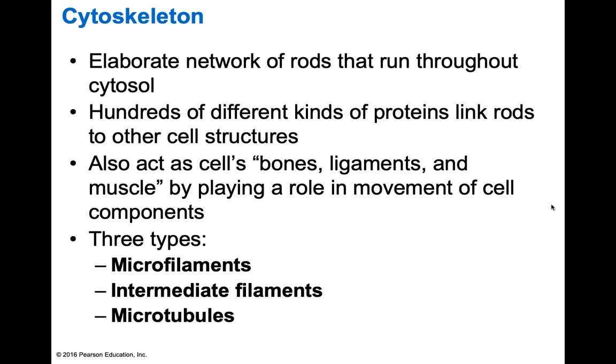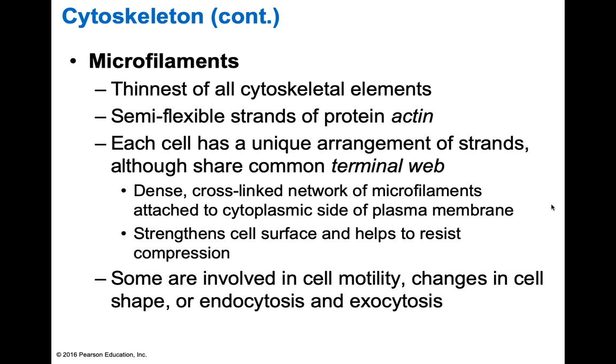They also act as the cell's bones, ligaments, muscles, and play a role to help things move around, like I said. So there's three different types of fibers that we're going to be talking about: microfilaments, intermediate filaments, and microtubules. Those are the three things that make up our cytoskeleton in our cells. So our microfilaments are the thinnest of all the cytoskeletal elements.